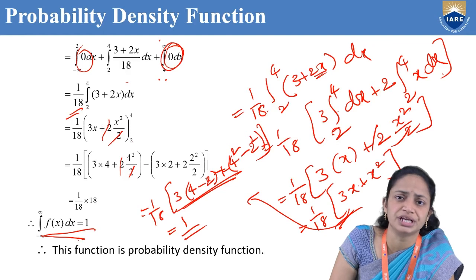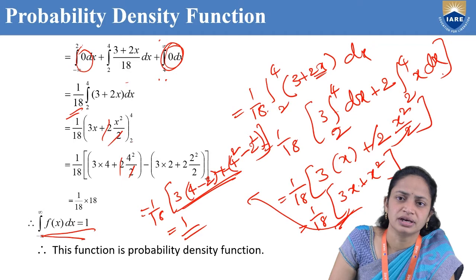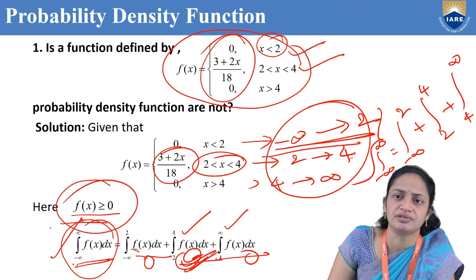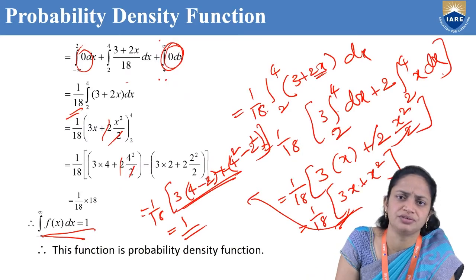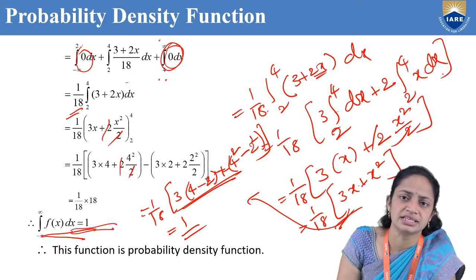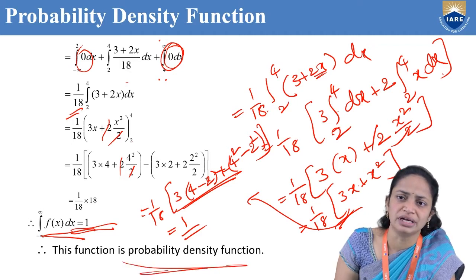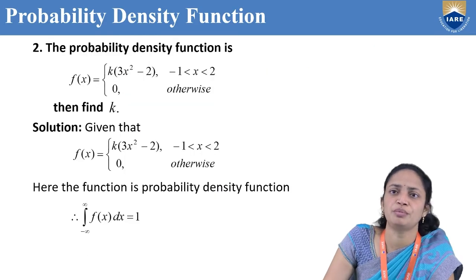Therefore the integration over minus infinity to infinity of f of x dx equals 1. So here it is satisfying two properties. The first property is f of x greater than or equal to 0, and the second property is the integration over minus infinity to infinity of f of x dx equal to 1. If it satisfies the two properties of a probability density function, then we can say that the function is a probability density function. So like that, we have one more problem.